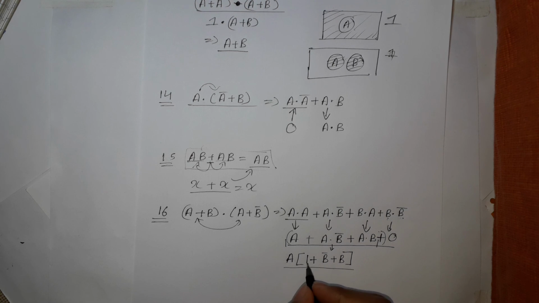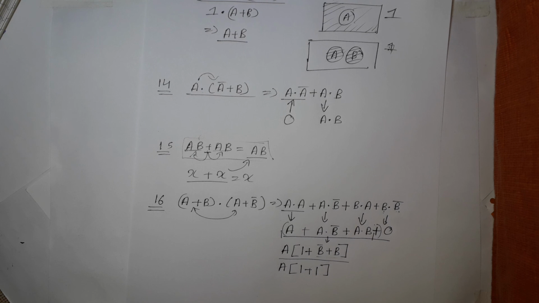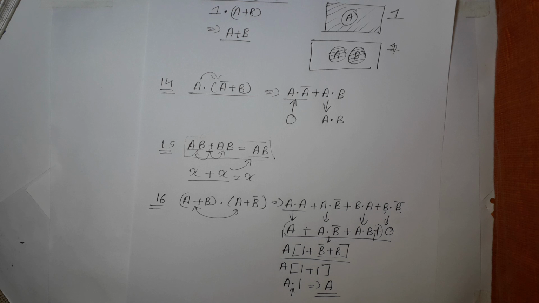Now finally we can write it as 1 or B bar, which is nothing but 1. We discussed this above. Now 1 or 1 is nothing but 1. Now common between 1 and A is nothing but A. So here we have our answer. So this was our last question for this video. Let's study some tough questions in our next video.